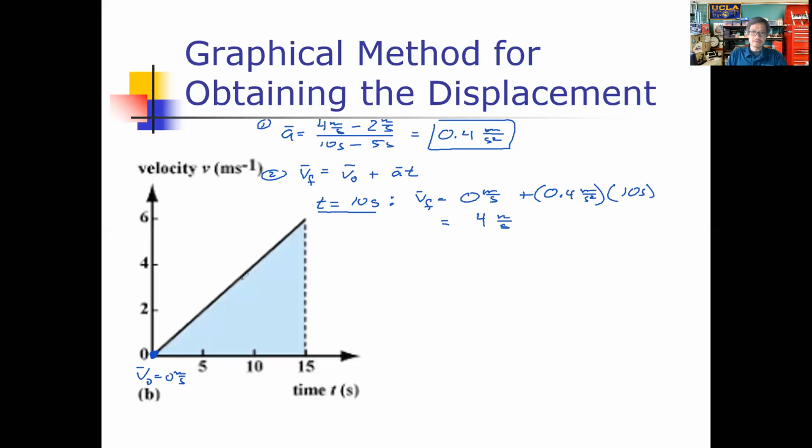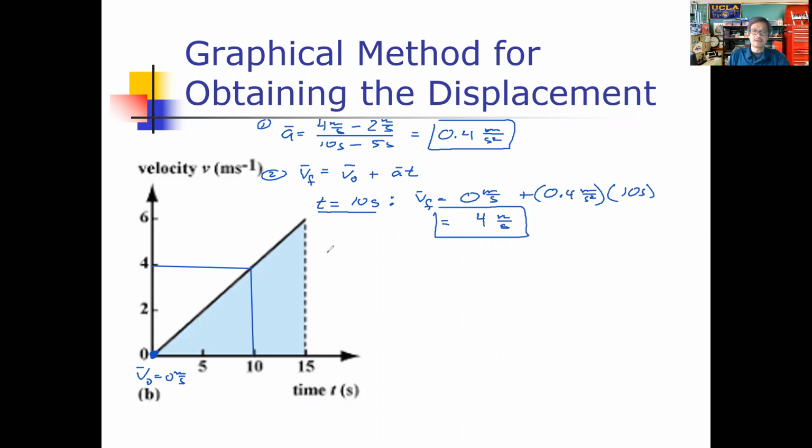And if we trace the line, and I'm just going to do this really quickly, from 10 seconds we trace it up to the graph, there it is, and then we trace it over, and there we have it. We have confirmation that the velocity at 10 seconds is 4 meters per second. All right, so let's go ahead and do one more.